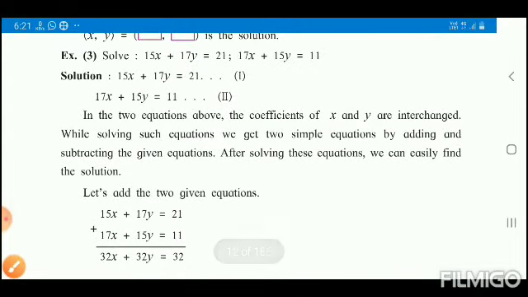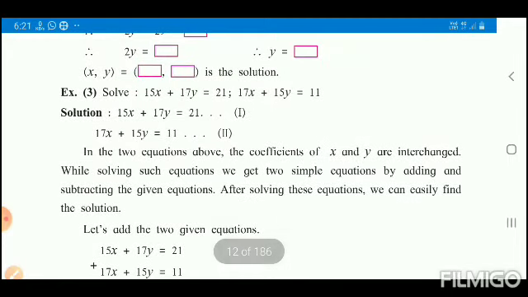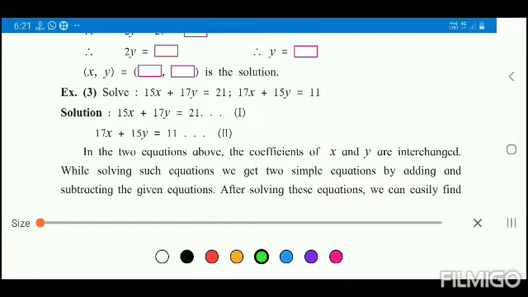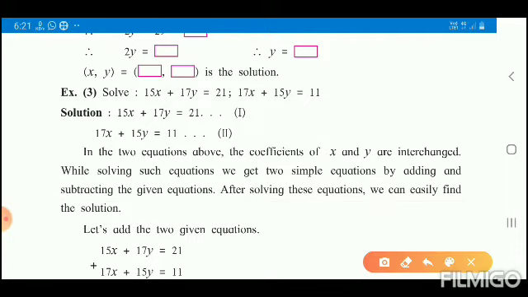Now one more example they have given here. If you see the example, 15x plus 17y is equal to 21, and the second equation is 17x plus 15y is equal to 11. Look here, the x coefficient in the first equation is the y coefficient in the second equation, and the y coefficient in the first equation is the coefficient of x in the second equation. Like this way the question will come.